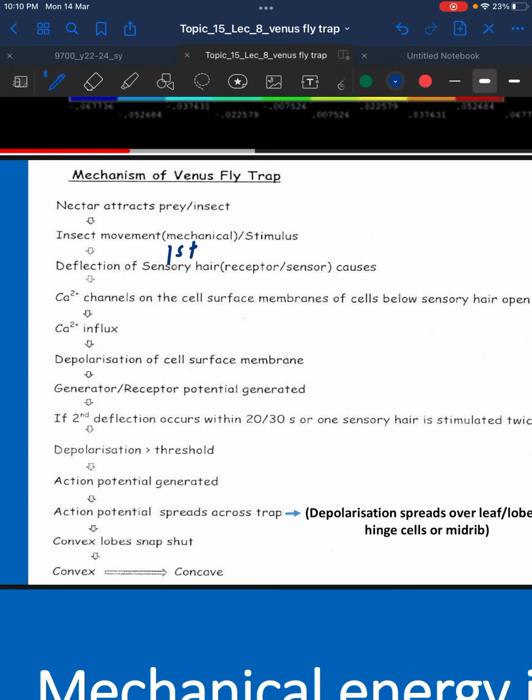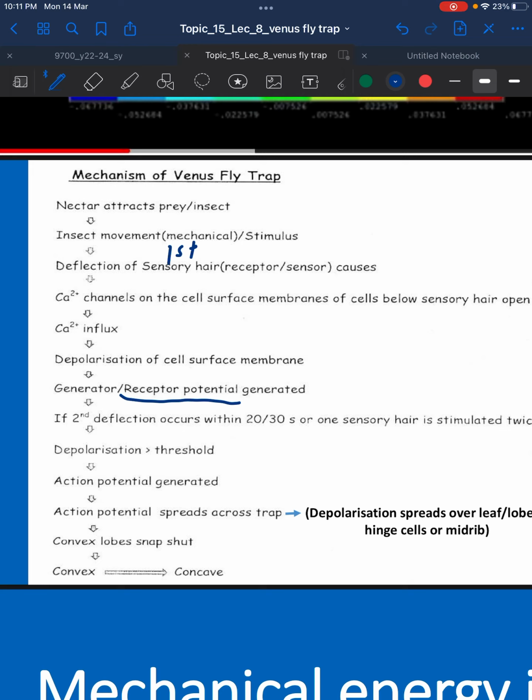So this will create receptor potential. This is stated in the textbook as well. Receptor potential means that there is movement of ions due to the deflected sensory hair. But it will not cause action potential yet.